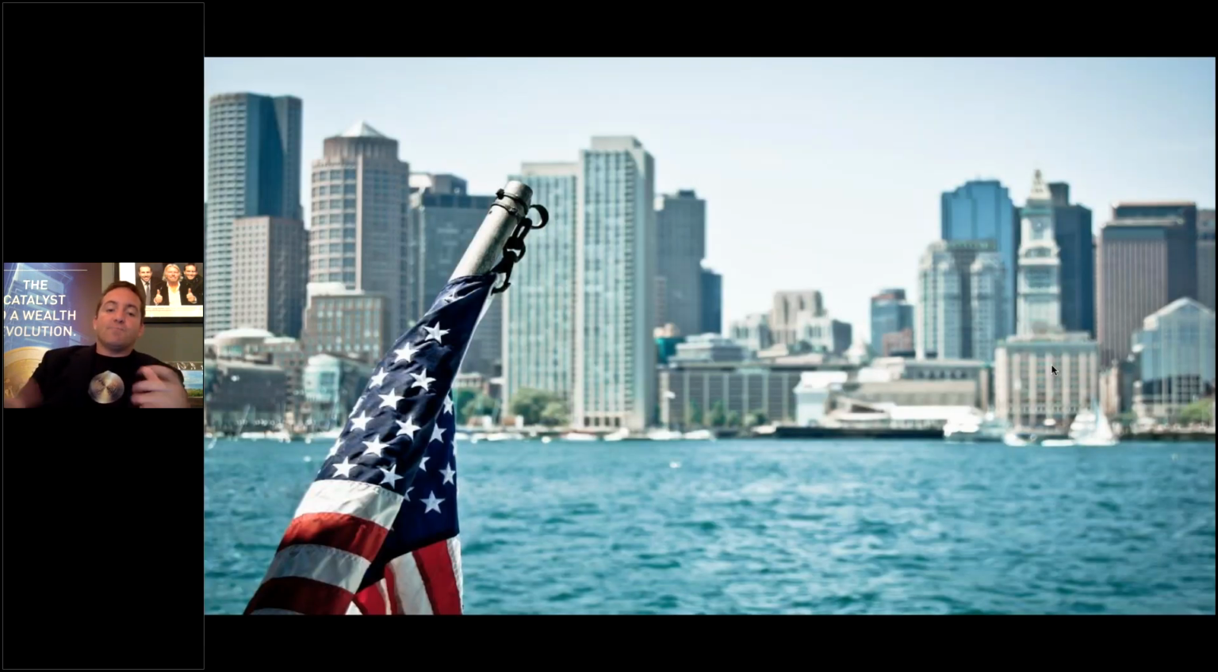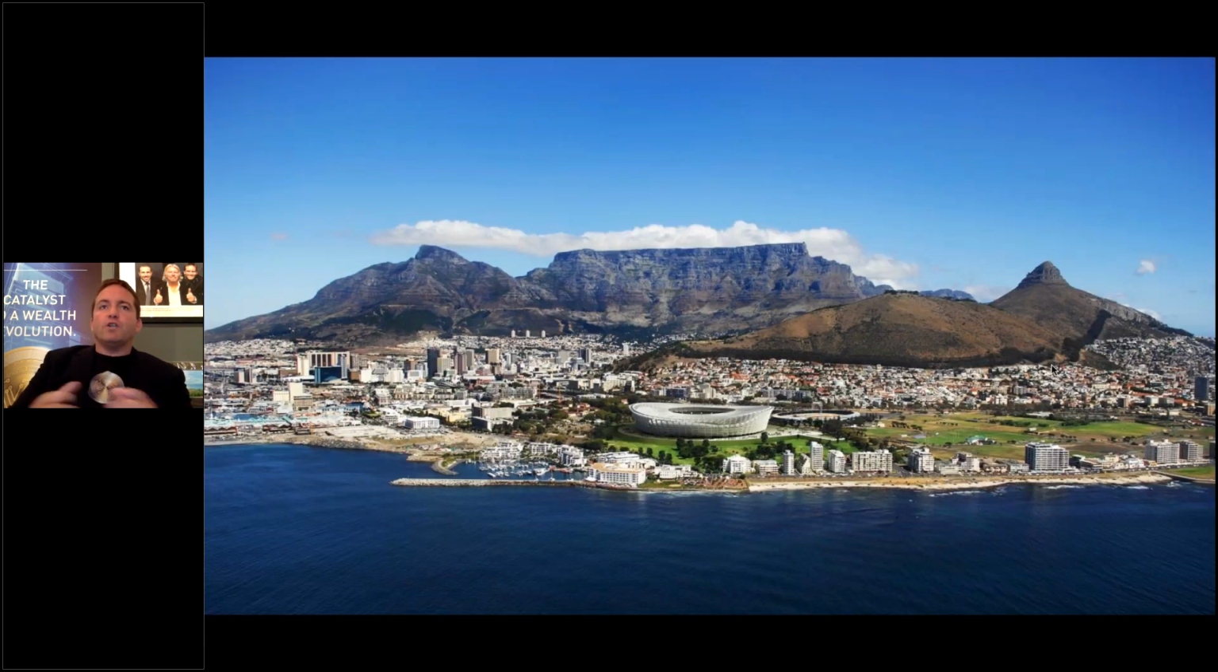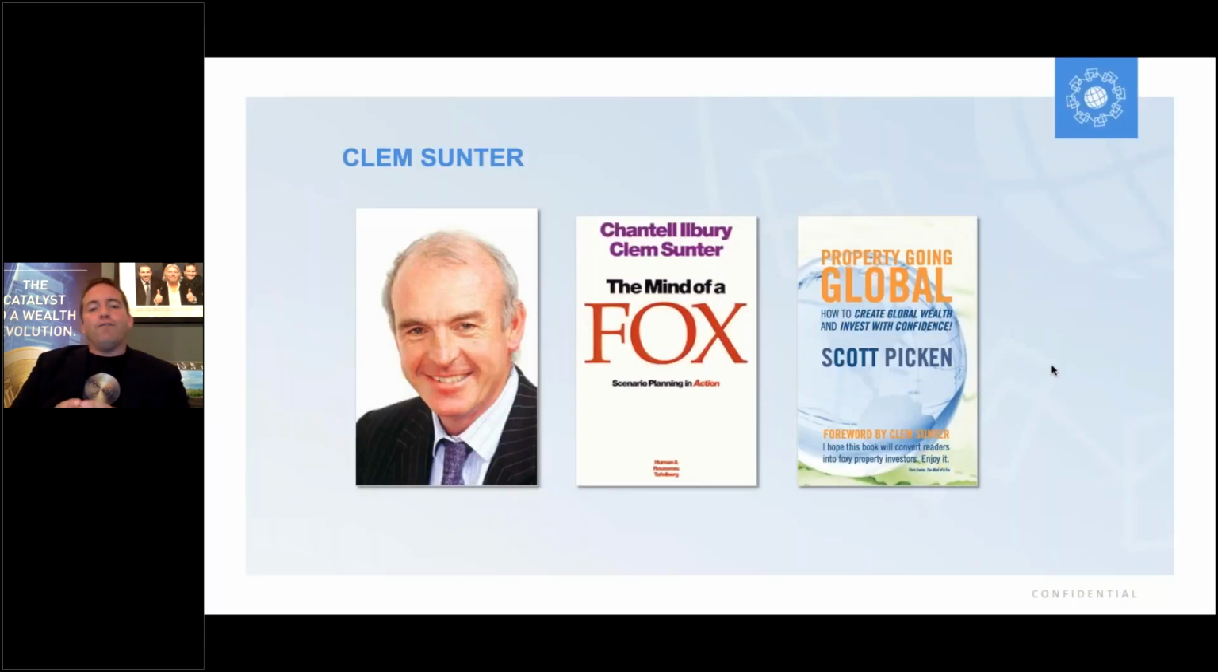So whether you're looking at America, England, Australia, or even South Africa, you've got to know where to get the research. And you know, for us, there's a gentleman called Clem Sunter. Most people know Clem Sunter. He's one of the 5 most respected scenario planners around the world. I'd been following him for years, and he does this whole scenario planning. And many, many years ago, I decided to create a 5-dimensional model so that I could take what he was teaching us with scenario planning, and I could make intelligent decisions on where to invest. And I shared it with him, and he very kindly agreed to actually endorse my book, which is Property Going Global. It was published in 2014.